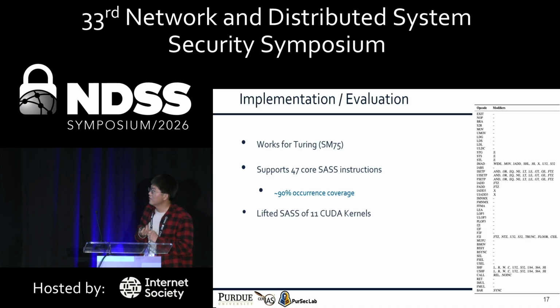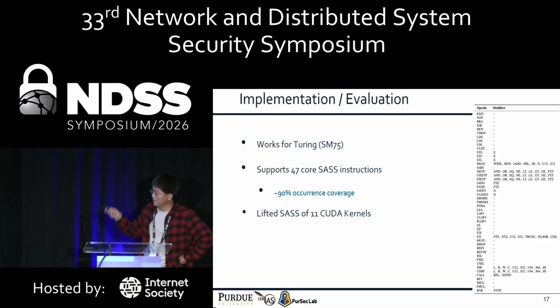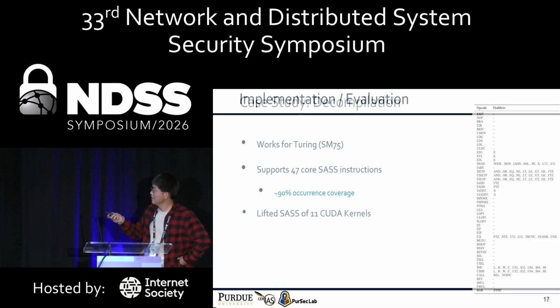And then to evaluate, we also collected 11 CUDA kernels, including some typical operators like ReLU, convolution, GRU, and transformer. All of them can be lifted to LLVM IR and can also be compiled back to PTX or SASS. But currently, only 5 of them pass our differential testing phase, and we are still figuring out the bugs.